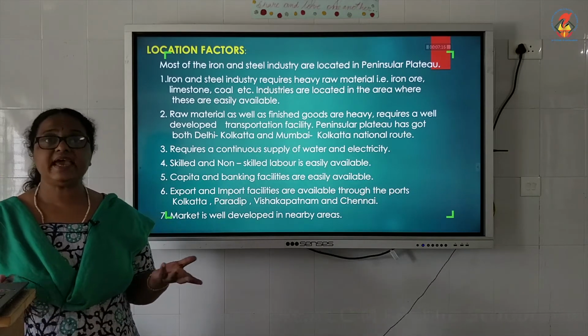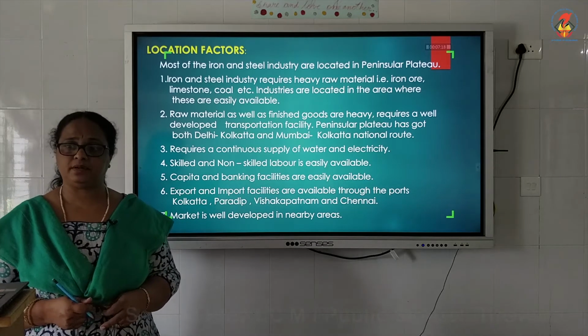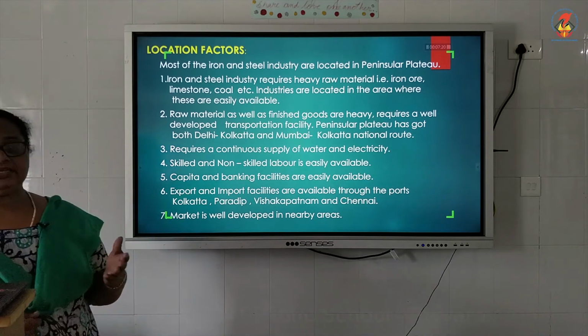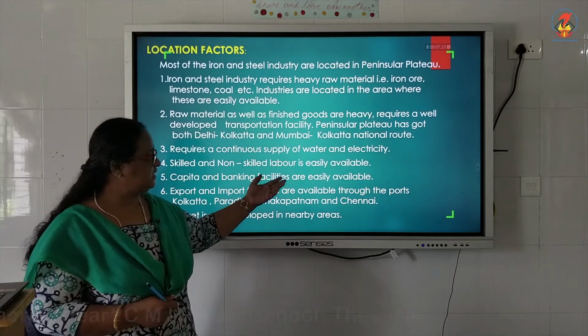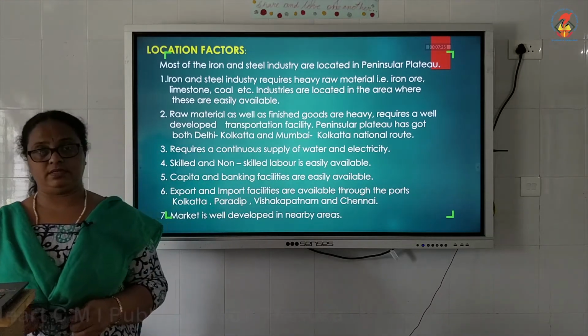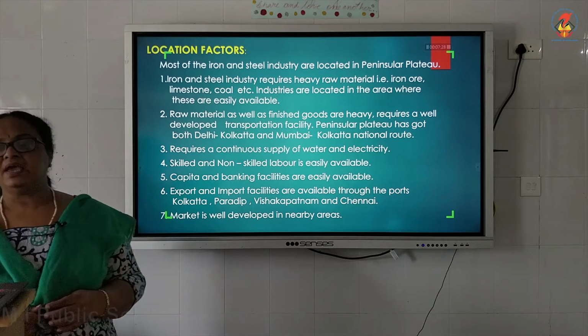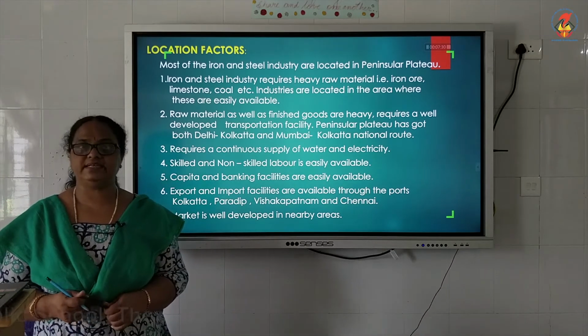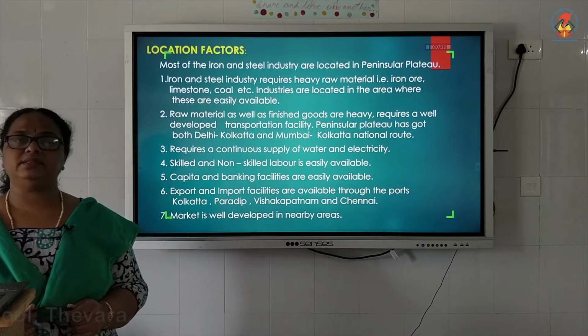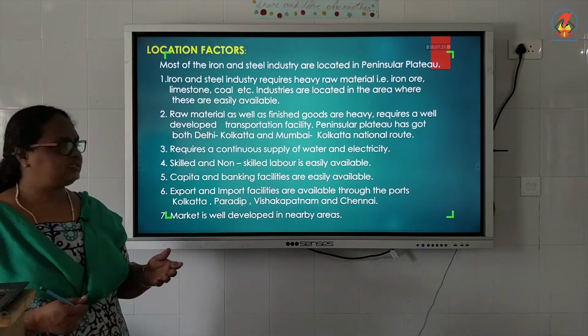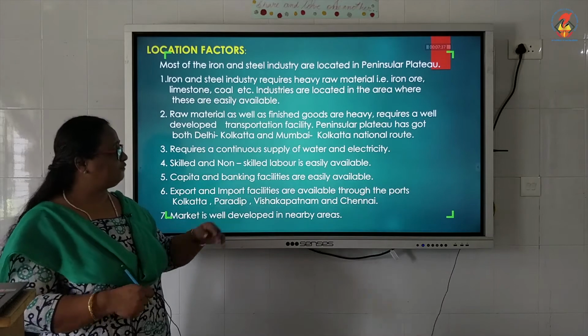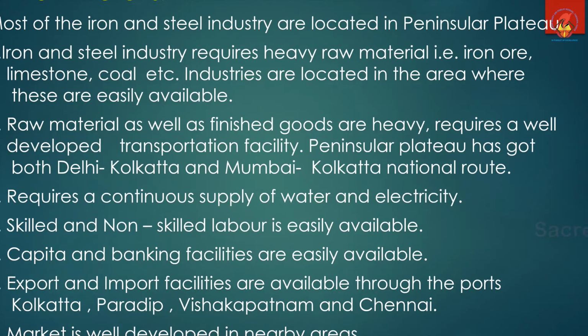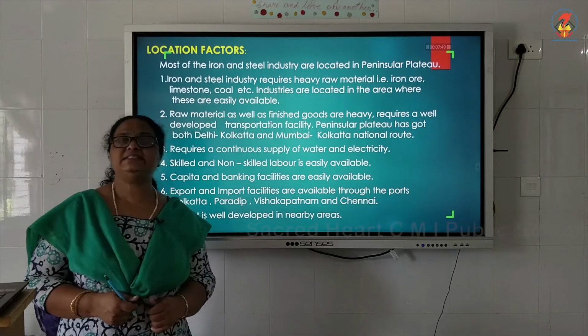Then next is capital, without which it is not possible. Banking and capital facilities must be easily available in these areas. Then the next is export and import facilities, which must also be available through ports. Which are the ports? We have Kolkata, Paradip, Visakhapatnam and Chennai.